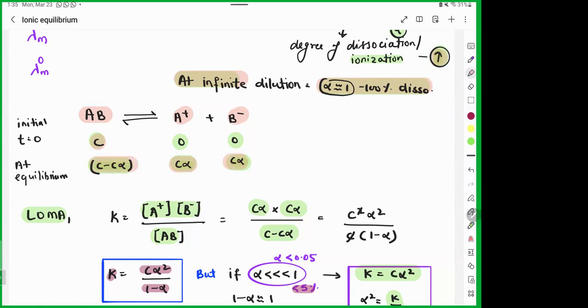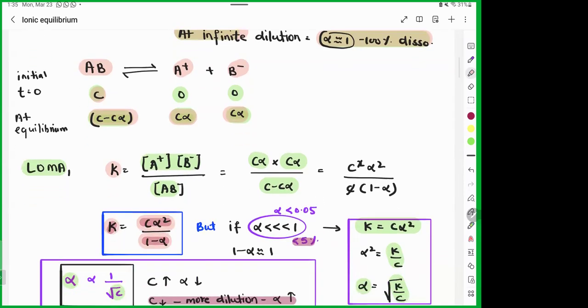If you calculate ionization constant, product by reactant, then your ionization constant value will be C alpha square by 1 minus alpha. And if alpha value is very less, less than 5%, then you can ignore alpha in 1 minus alpha and you can consider it as 1. Got it? So it will be K is equal to C alpha square. Alpha will be equal to root of K by C.